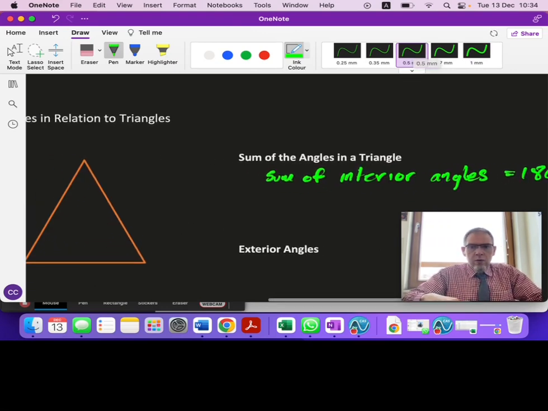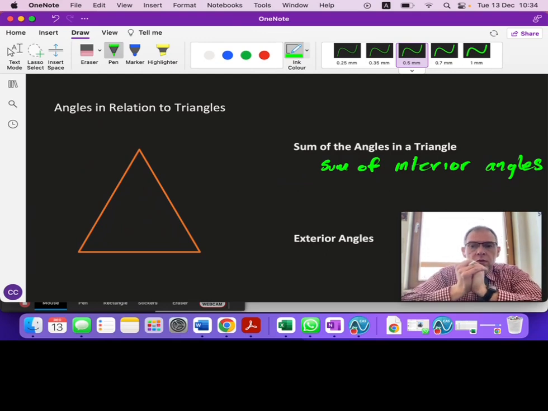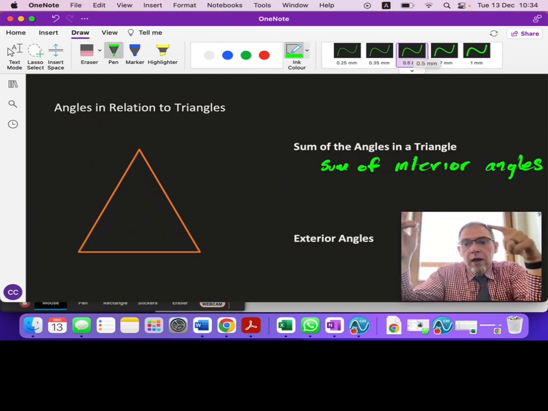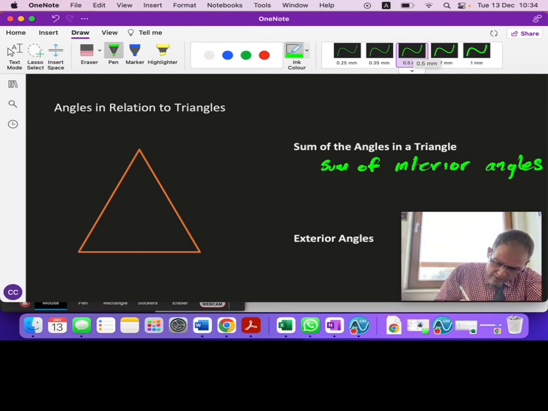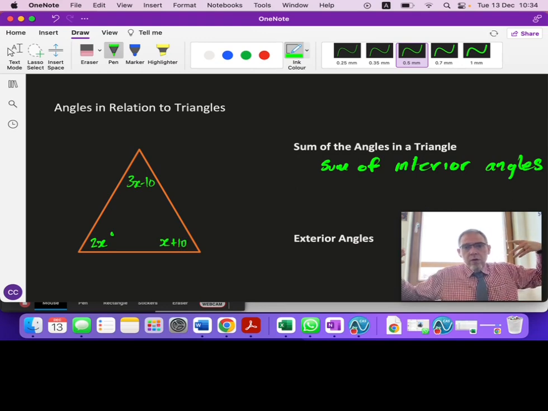Again, how would a devious teacher ask you a question about this? Well, in all honesty, the easiest way for me to ask a question is if I tell you that that is 2x degrees, and this is 3x minus 10 degrees, and let's say that this one is x plus 10. Then the question becomes, what's the value of x?